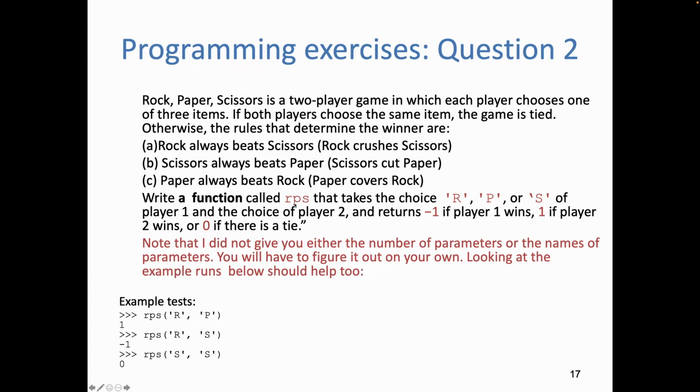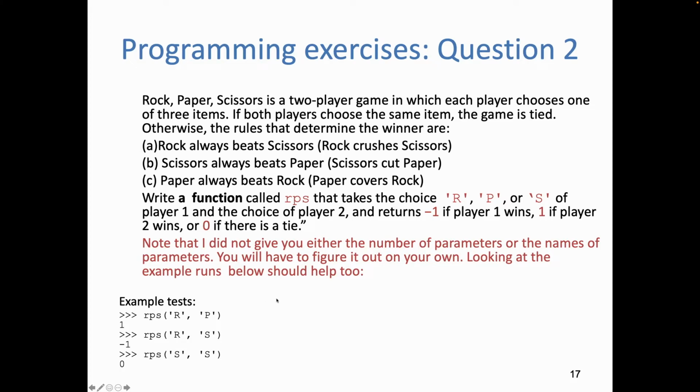So write a function called RPS that takes the choice R, P, or S of player 1 and the choice of player 2, and returns -1 if player 1 wins, 1 if player 2 wins, or 0 if there is a tie. Note that for this function, I still didn't give you either the number of parameters or the names of parameters. You will have to figure it out on your own. Please see the test cases below. The function name should be RPS, and it accepts 2 parameters. The first parameter is the choice of player 1, and the second parameter is the choice of player 2.